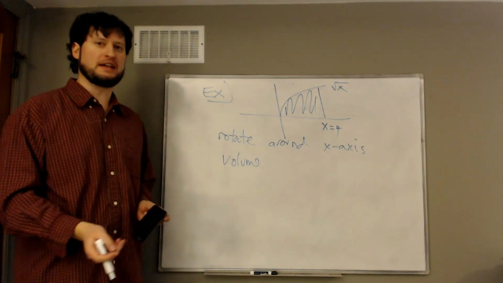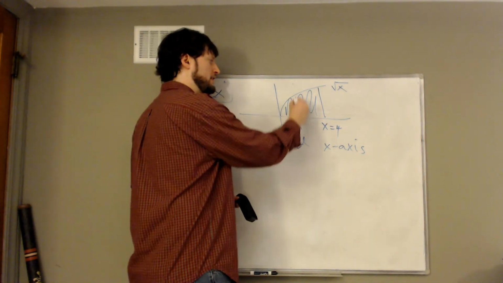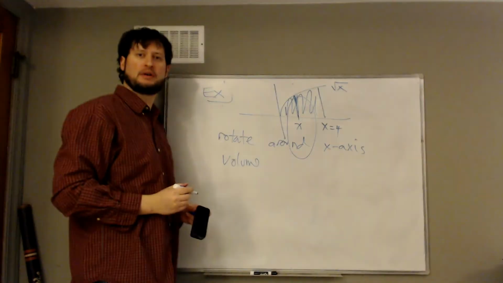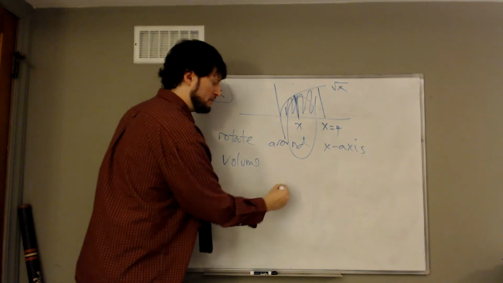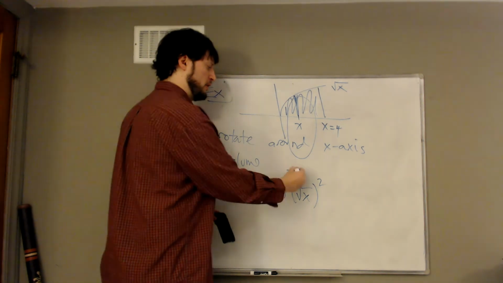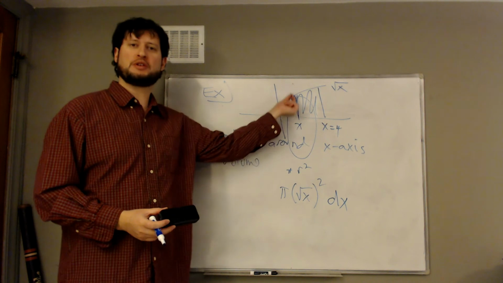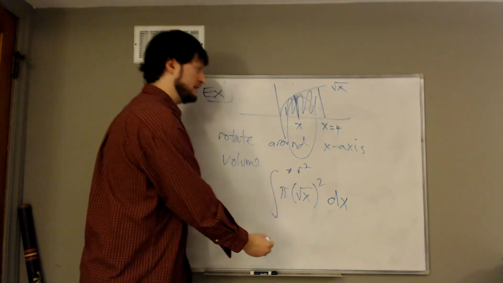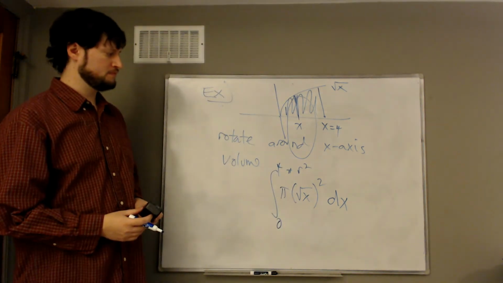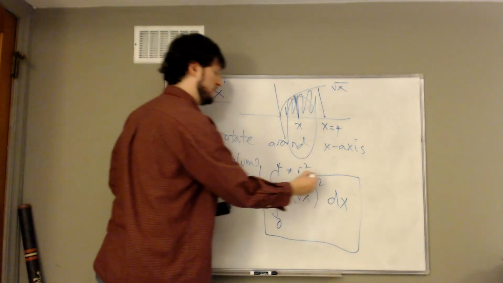It's the same idea. If I take a generic x value, the height is square root of x, which is the radius of the circle that I get when I rotate it around. So I get pi times the function squared, that's my pi r squared, and then multiply by dx, which is delta x, our thickening factor, and then I integrate from 0 to 4. And so this is the integral that would give you that volume.